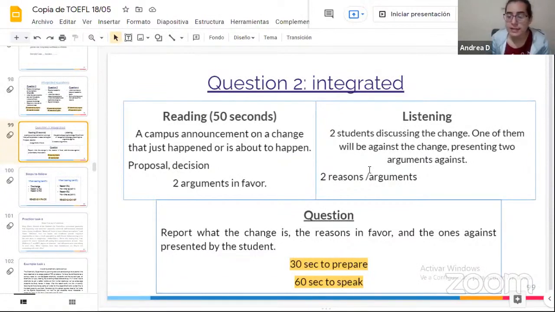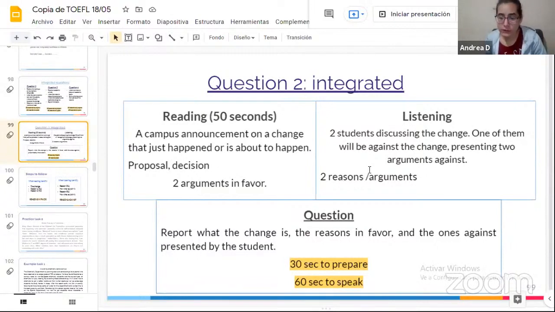For this task, this is an integrated task, which means that you have to do something before you get to answer the question. And they will be evaluating more than just your speaking. This is also about understanding and comprehension skills. They're also evaluating your reading and your listening skills. So that's why it's an integrated task.